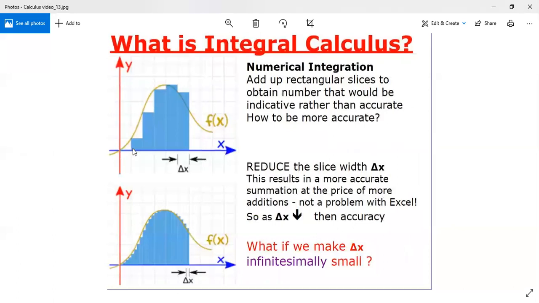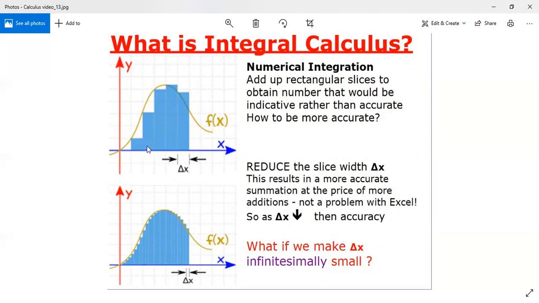So for example, if we split our area up into rectangles of different height, the height is dictated by the position on the curve. They've got equal width. If we only have a few rectangular slices, add up the areas of rectangles, which is a simple computation, then we can get a sum which gives us the area, which is a ballpark figure, not particularly accurate. How do we get it more accurate?